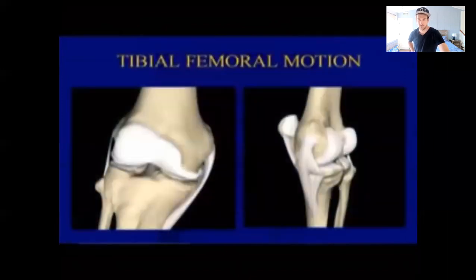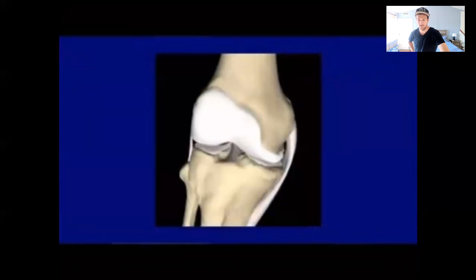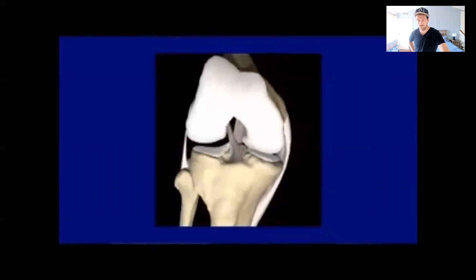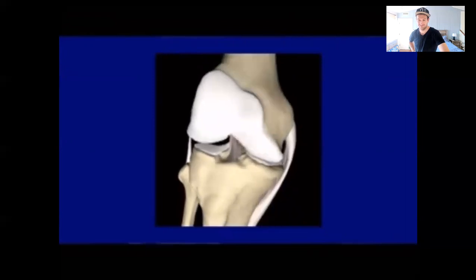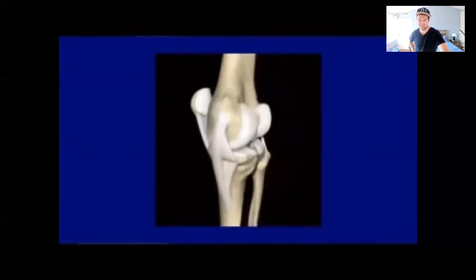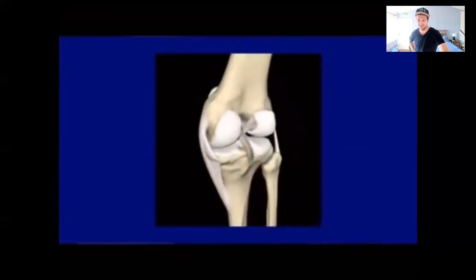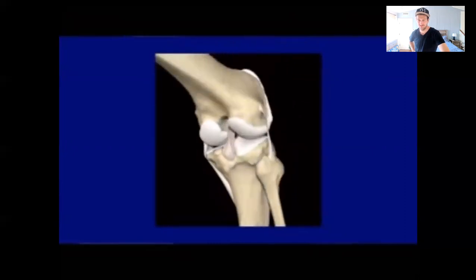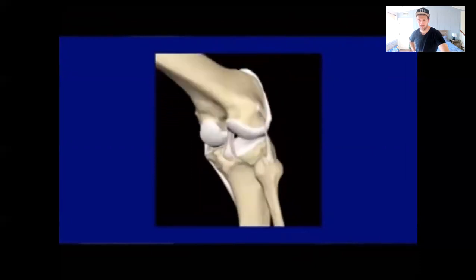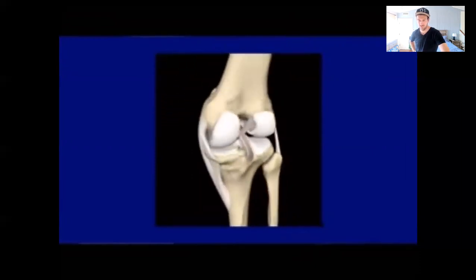Here's more tibiofemoral motion. And you see the posterior cruciate ligament and the anterior cruciate ligament. And here we see another one. These are so cool, I just thought I'd put them all in. You can see the collateral ligaments. And here's the lateral collateral ligament and the cruciate ligaments. I mean, I said collateral, I meant cruciate ligaments.